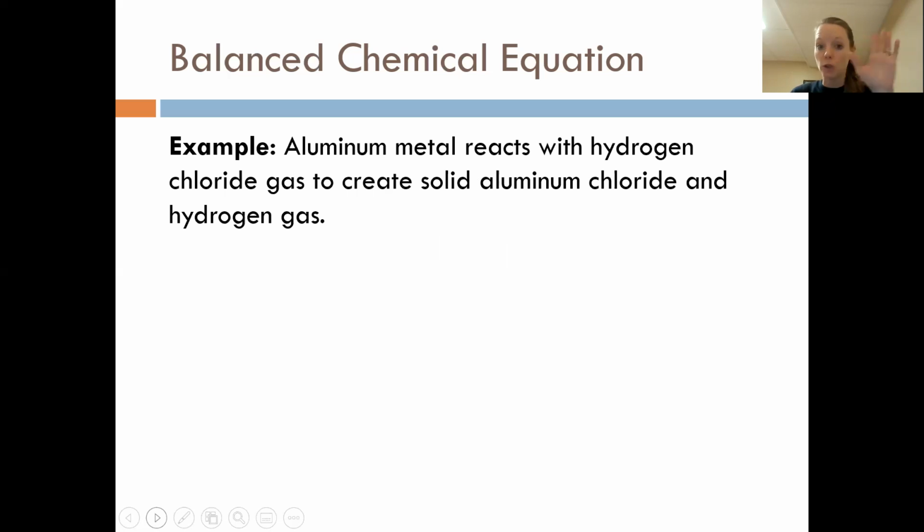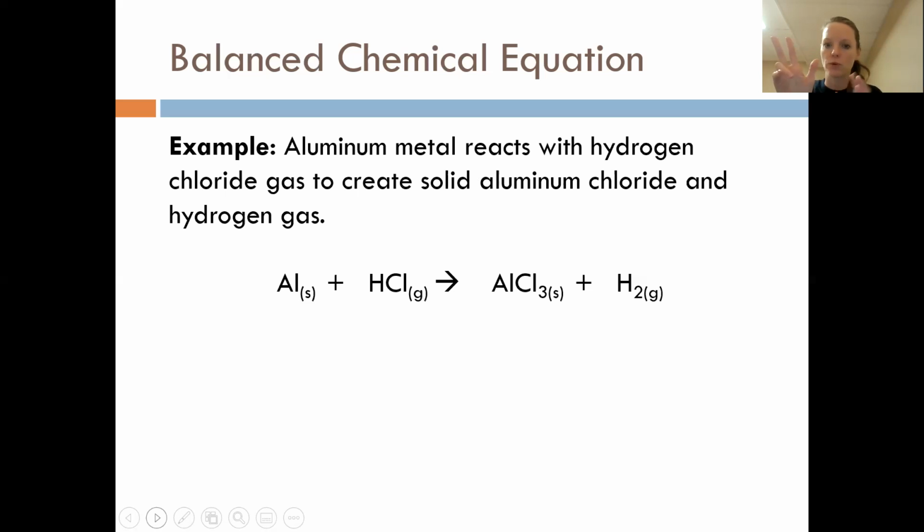Aluminum metal reacts with hydrogen chloride gas to create solid aluminum chloride and hydrogen gas. Word equation would be aluminum plus hydrogen chloride, arrow, aluminum chloride plus hydrogen gas. Nomenclature then. Aluminum is just Al, it's a solid. Hydrogen chloride says it's a gas, so +1 -1. It's just HCl. Makes aluminum chloride +3 -1, so AlCl3. It says it's a solid and hydrogen gas.